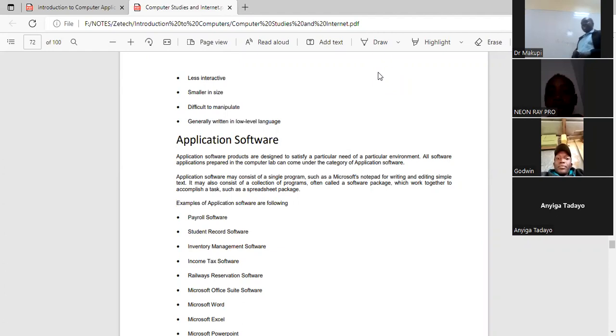Now, what are the functions of the operating system? Remember, the operating system is an example of system software. So one is memory management.